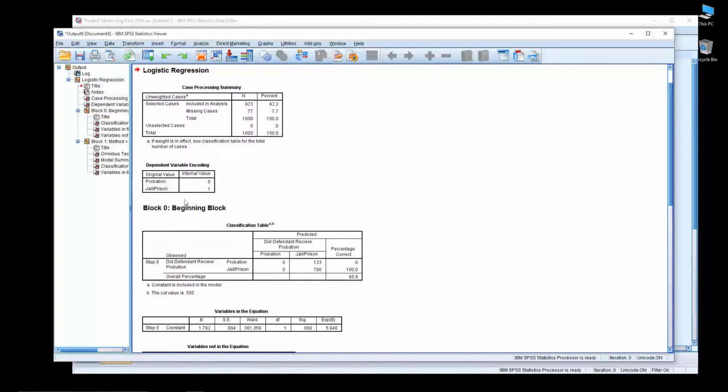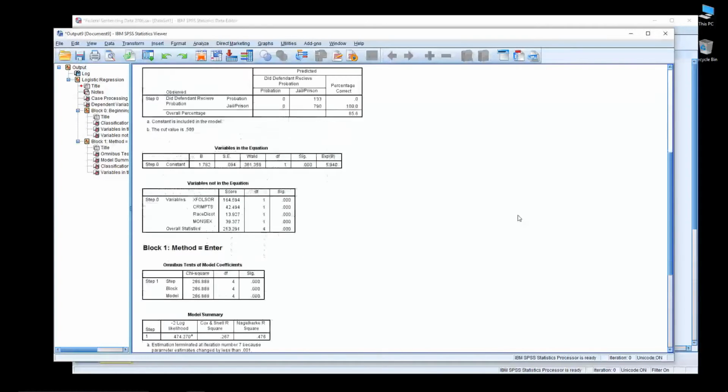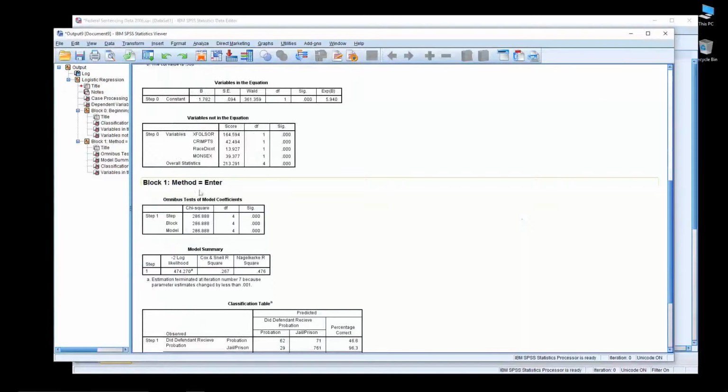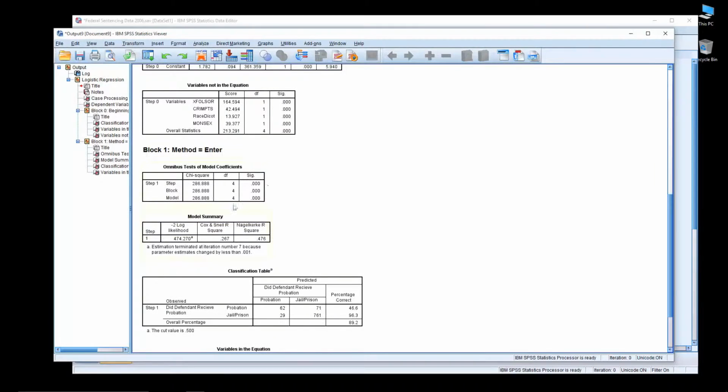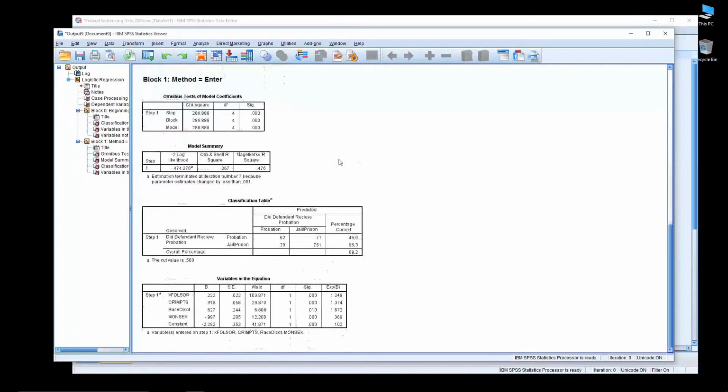This is going to tell us the values of our dependent variable. So probation is 0, jail is 1. Then there are some basic models, trying to estimate the constant, what the model looks like without any variables in it. Now I'm going to hop down to our actual model with all our variables in it. So we're going to look under this block 1, method equal enter. And this tells us we're dealing with 4 variables. And the first thing I'm going to talk about is the model summary.